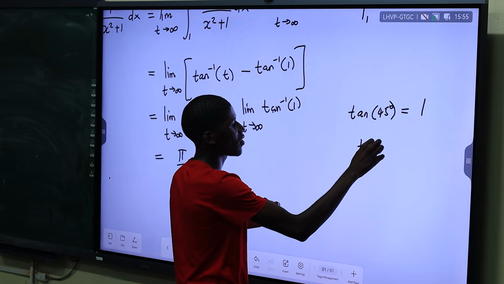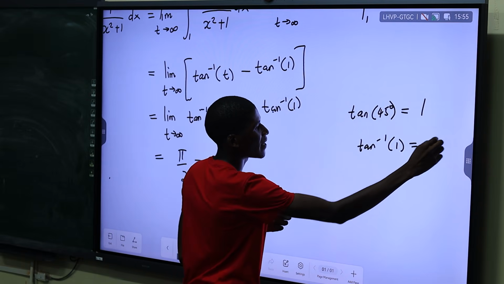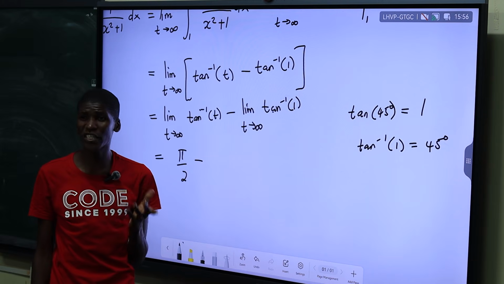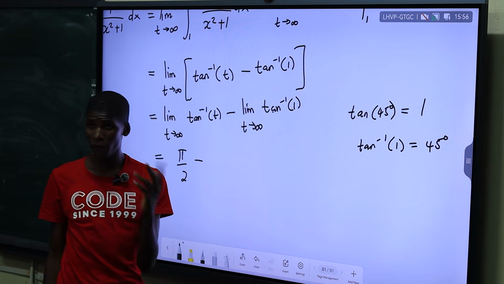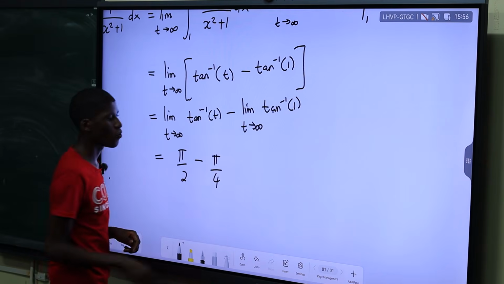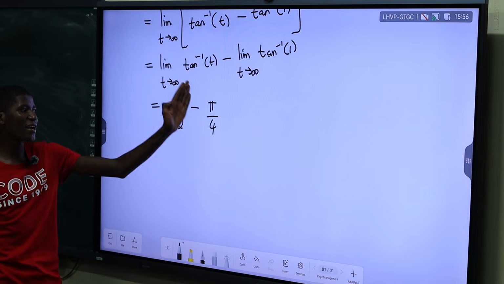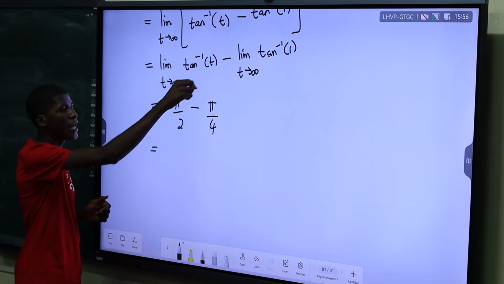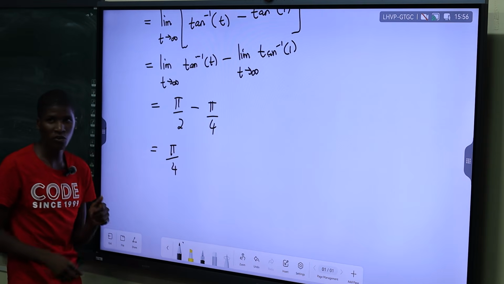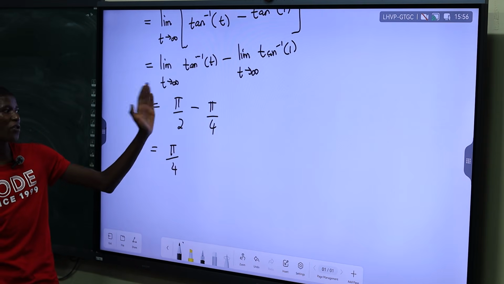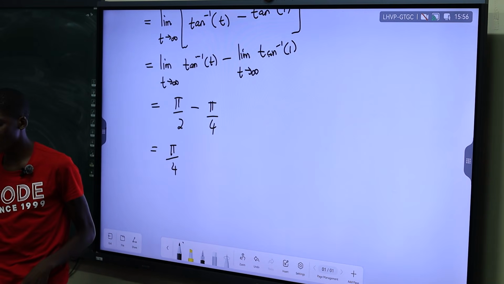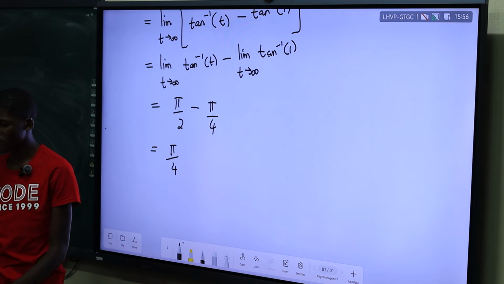So the arctan of 1 is equal to 45 degrees. But now we use radians, right? So arctan of 1 is going to be 45 degrees, which corresponds to pi over 4 radians. So this is going to be pi over 4 radians. And then pi over 2 minus pi over 4. This is like 1 over 2 pi minus 1 over 4 pi. It's like half minus a quarter. You must get a quarter, pi over 4.